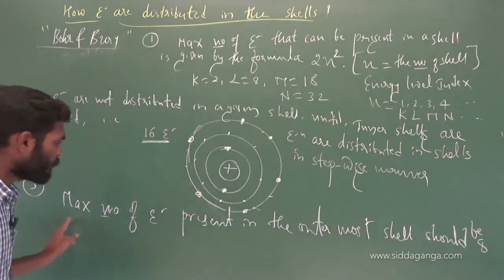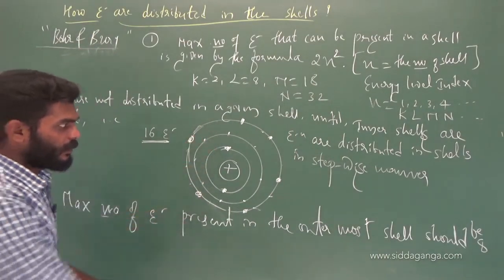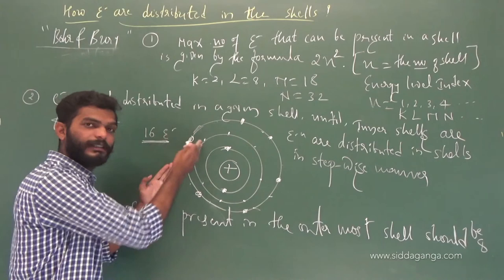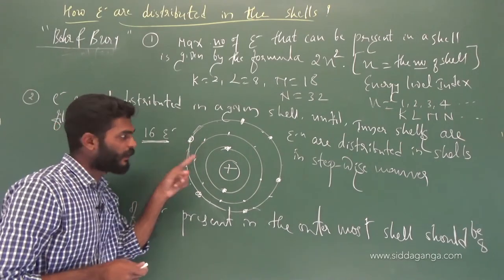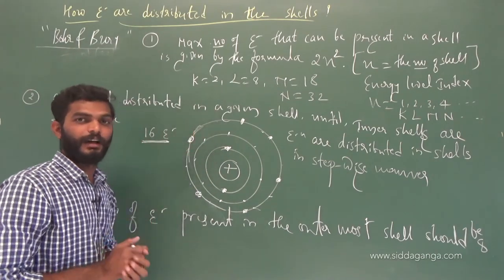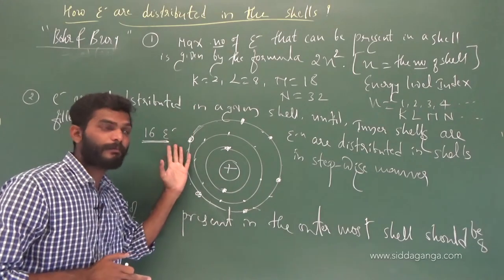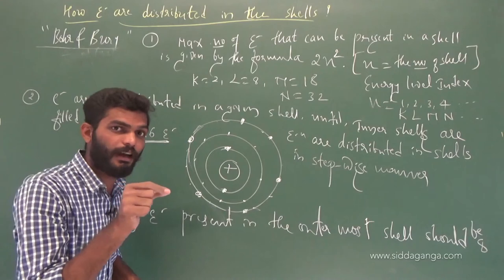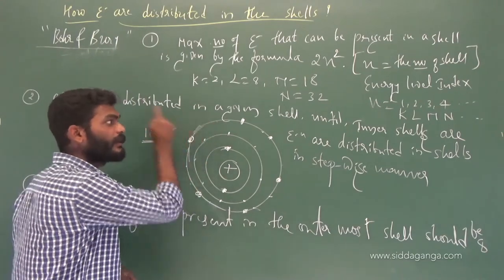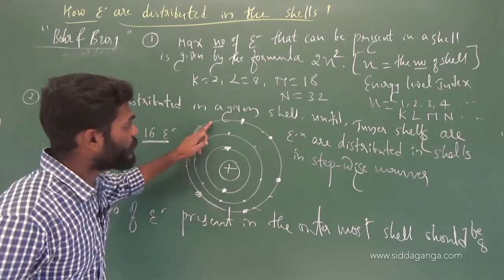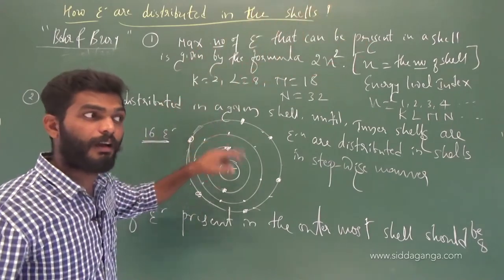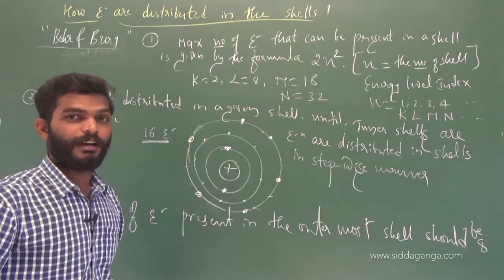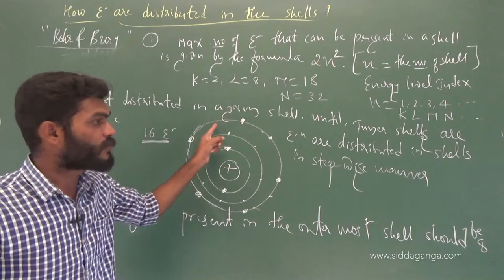In the outermost shell, see here, for this atom 16 electrons are there: 2, 8, 6. So what is the outermost shell for this atom? The third shell is the outermost shell, because the process of filling of electrons is completed in the third shell. Therefore, this third shell becomes the outermost shell or the last shell.